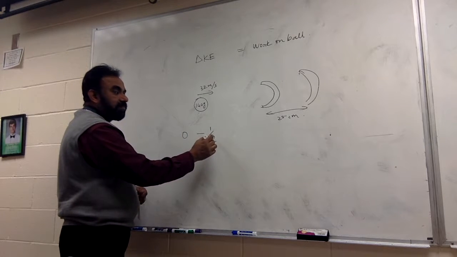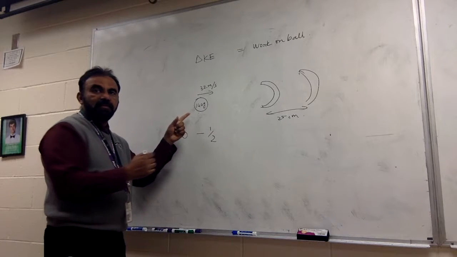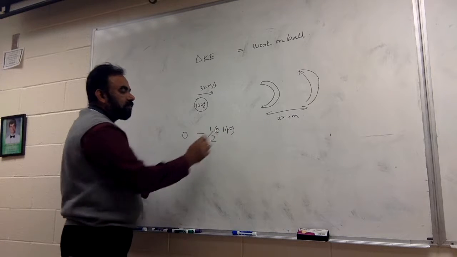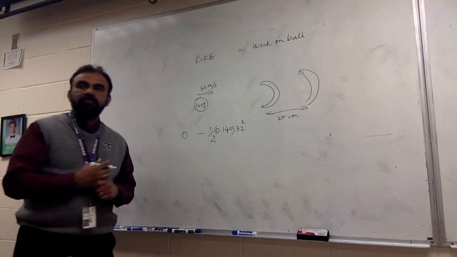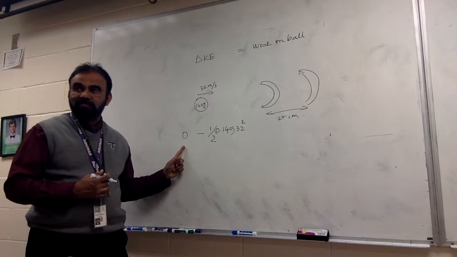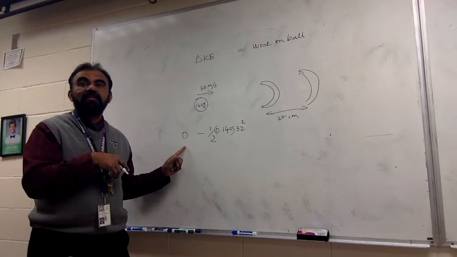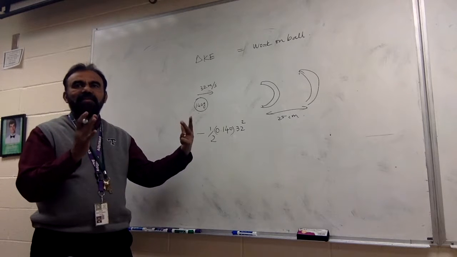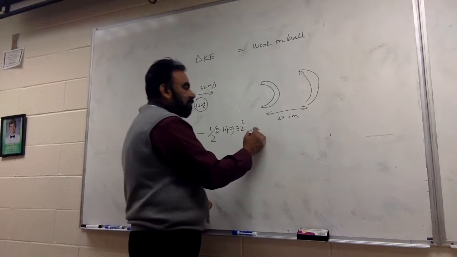What's the initial kinetic energy? Half. What's the mass? 0.140 times 32 squared. So this is the change in kinetic energy. You understand why I put 0 first here? Because that's the final kinetic energy. This is the initial kinetic energy. So the change in kinetic energy is final minus initial. Make sense? Is equal to work done.